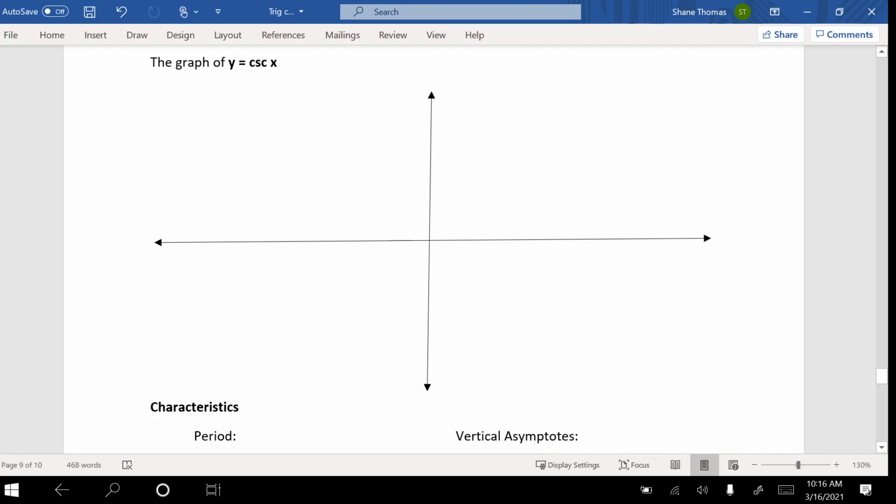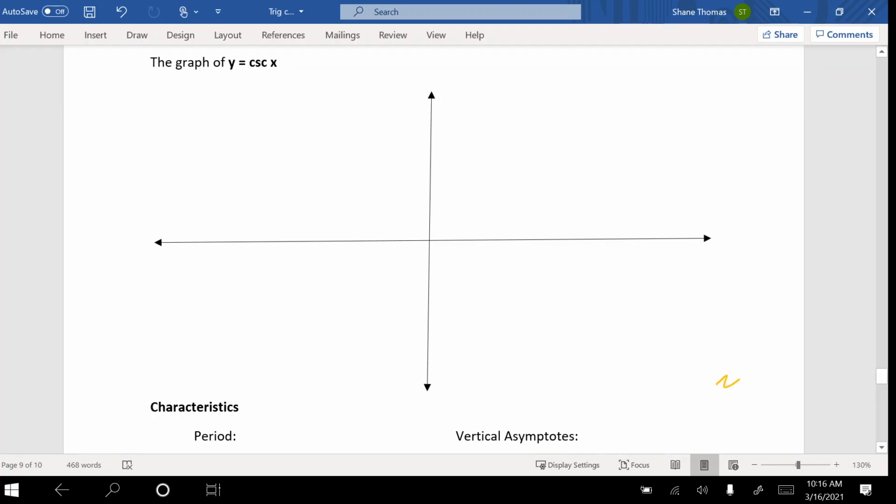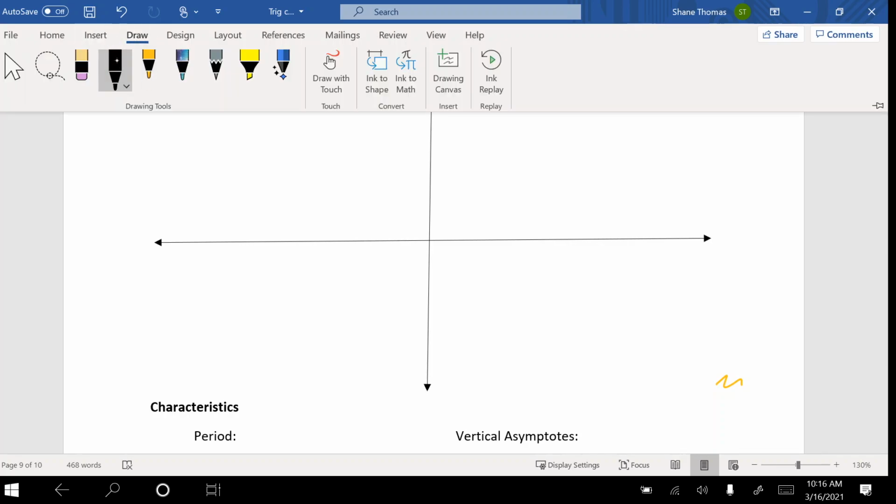So I'm actually going to graph sine first on this graph. So I'm going to graph this, change the color. You can see yellow, can't you? Okay. So my sine function, we'll do things on the axes first.